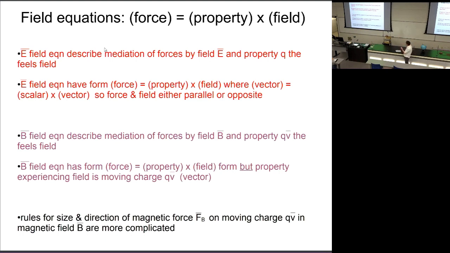Now, because the electrical force vector is equal to a scalar times an electrical field vector, that tells you that the electrical force must either point in the same direction as the field, if it was a positive charge, or it must point in the opposite direction to the field, if it was a negative charge. So mathematicians are looking at that equation, and they're noting that the equation has the form of a vector equals a scalar times a vector, and therefore the vector force must be in the direction of or opposite the direction of the field. And that's a very characteristic feature of electrical forces and electrical fields.